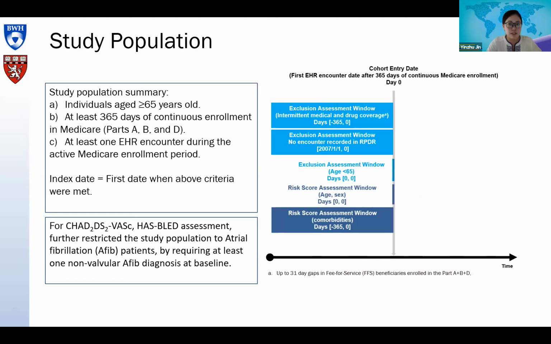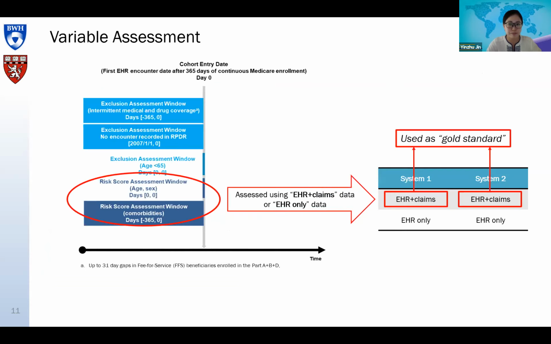Our study population was individuals in the linked data who were aged at least 65 years old, with a minimum of 1 year of continuous enrollment in Medicare, plus at least 1 EHR encounter during the active Medicare enrollment period. The study index date was the first date when all these criteria were met. Since CHA2DS2-VASc and HAS-BLED are used for stroke and bleeding risk assessment only among atrial fibrillation patients, for these two score misclassification assessments, we further restricted the study population to non-valvular AFib patients.